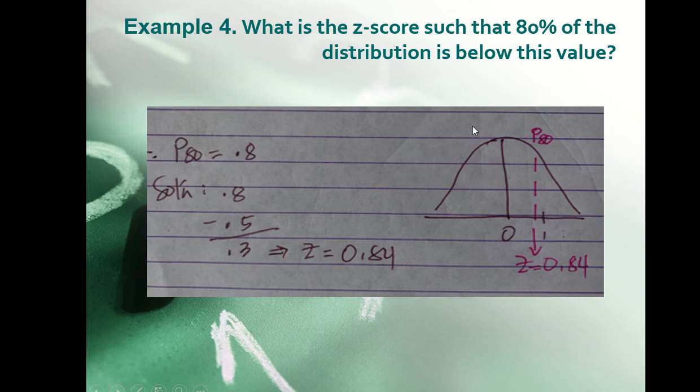And finally, here, the last example, what is the z-score such that 80% of the distribution is below this value? So, nag-iisa lang yung given natin, 80%. 80%, that would be the same as 0.8 minus 0.5 is 0.3, closest is 0.84. Tama ba na positive ang 0.84? Obviously, ang sabi dito, 80% of the distribution is below. So, ibig sabihin, nasa 80% na yun. Mula dito hanggang dito sa dulo ng kaliwa. So, nandito ang 80%. So, tama yung sagot natin, which is 0.84.